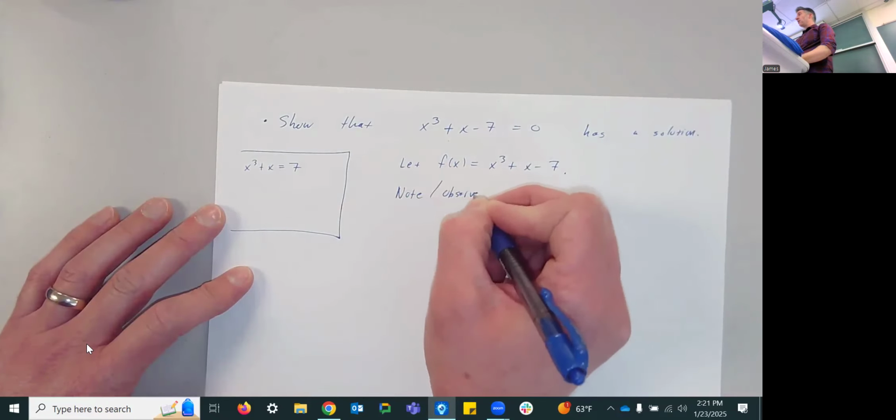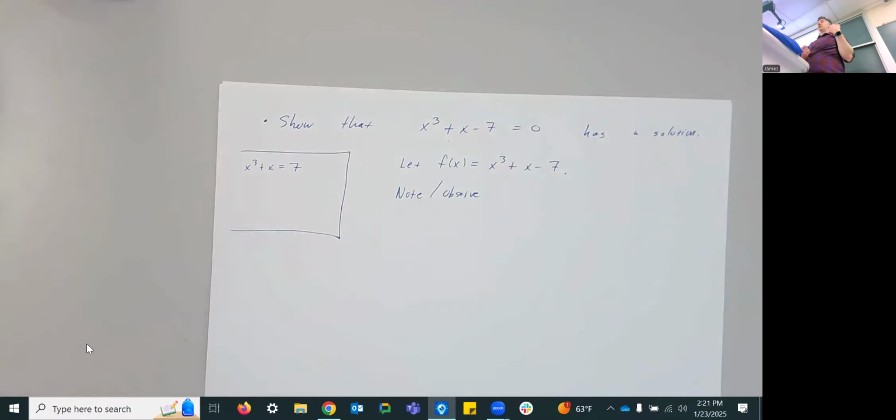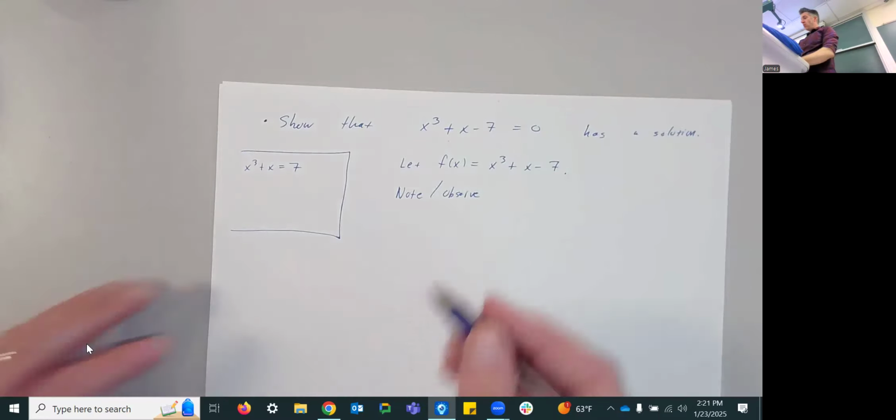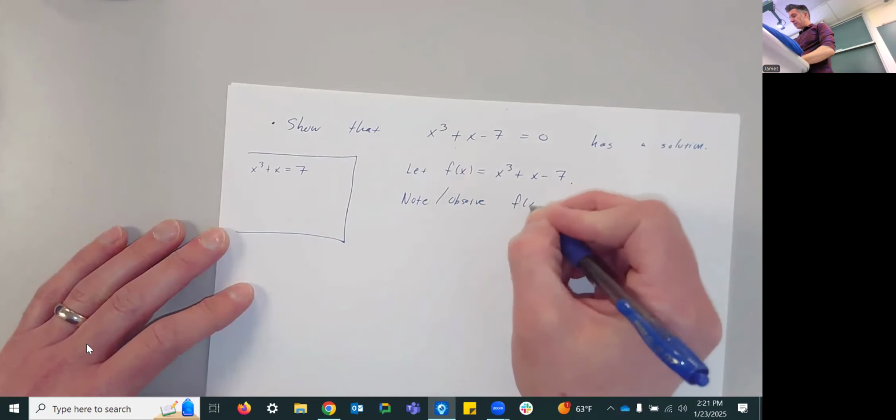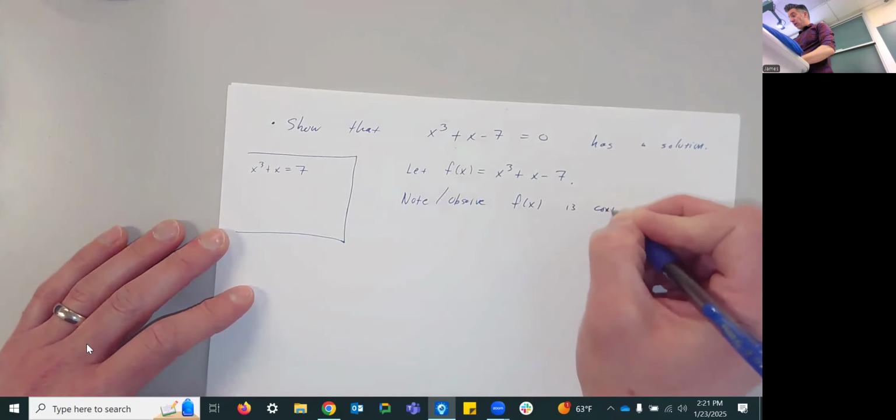An important thing, the hypothesis of this theorem, which says that the function has to be what? Has to be continuous. Right? If you have a function that's jumping all over the place, you're not guaranteed to get the y value. You have to have continuity for this theorem to be applicable. So note that f of x is continuous everywhere.